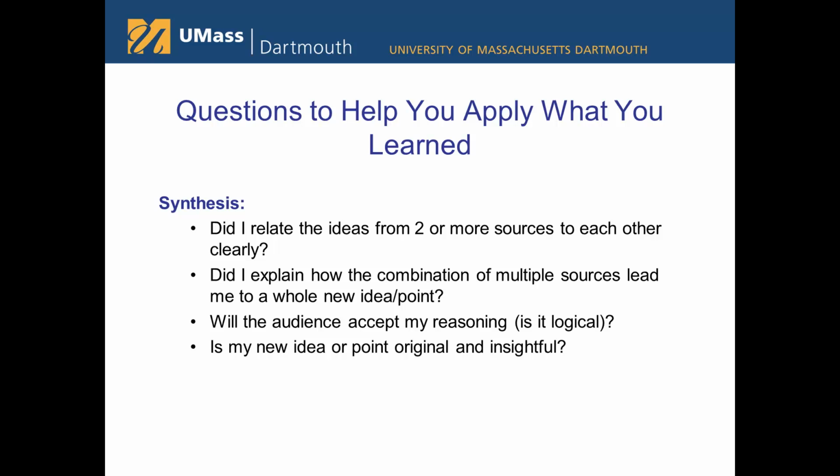And then synthesis. Did I relate the ideas from two or more sources to each other clearly? So using those signal phrases, introducing the source name, I'm citing them properly as well, to kind of differentiate from one source and another, and then your own ideas. Did I explain how the combination of multiple sources led me to that whole new idea or point? So have I transitioned well between the source ideas and my own? Will the audience accept my reasoning? Is it logical? Have I clearly laid out my argument and defended it and made sense to the audience?